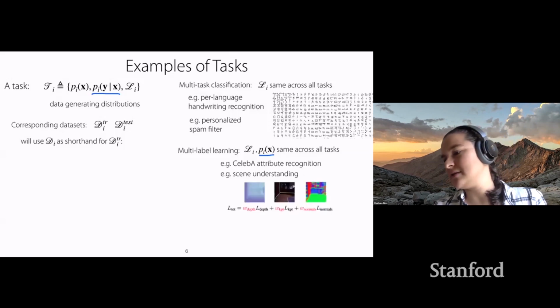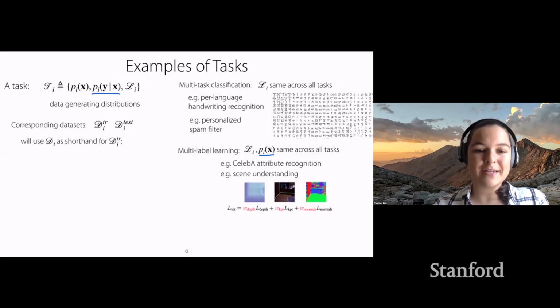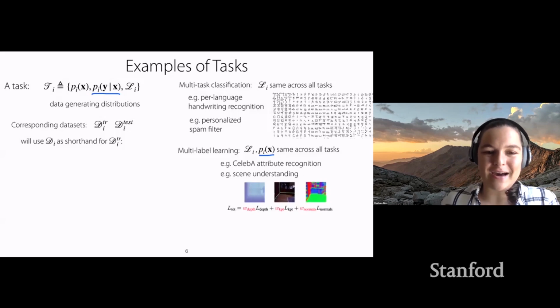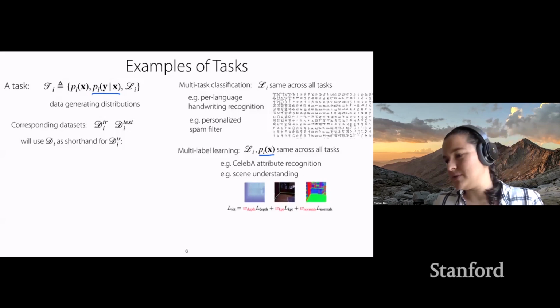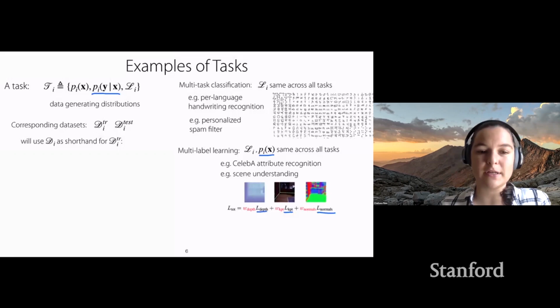Okay, and another example, scene understanding, actually comes up a lot. When you want to understand a scene or an image of a scene, you typically may want to predict the depth, you may want to predict some key points, you may want to predict the surface normals, and each of these different labels corresponds to a different task.